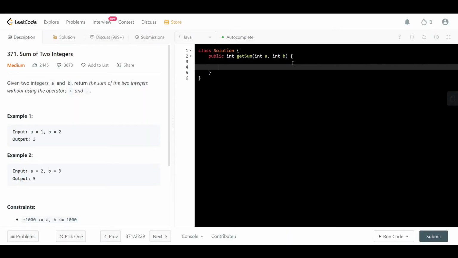Okay, so let's try to write the code for the solution. Well, we said we need two variables. We need the sum and we need the carry.